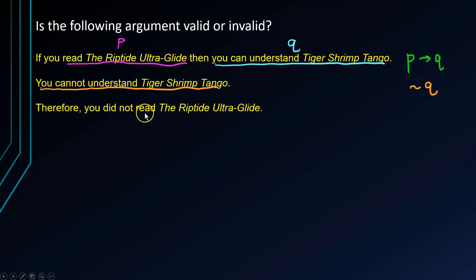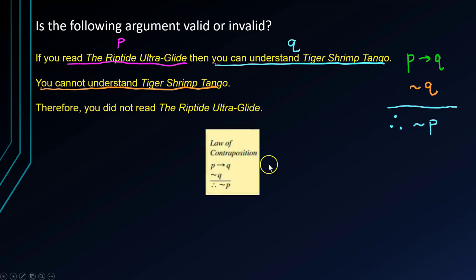We want to say therefore as a result, that means you did not read Riptide Ultra Glide. So now as you look at this, and you're supposed to use the laws that you've been presented with, as you can see, this exactly mirrors the law of contraposition. Therefore, since it's mirroring this law, I don't need a truth table because this has already been proven with a truth table. This particular law is following this exactly, which is the other reason why I'm using P and Q as my letters, because those are the letters used in this rule. So based off of this, this would be a valid argument.